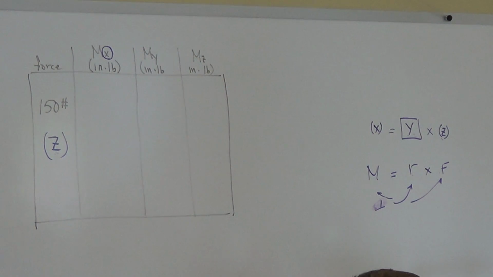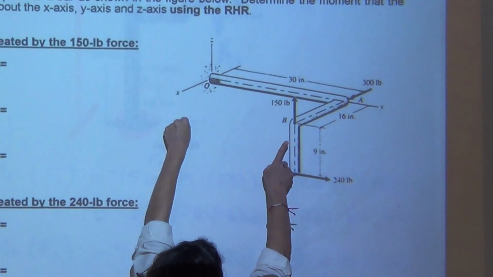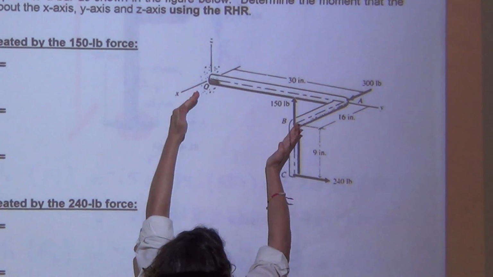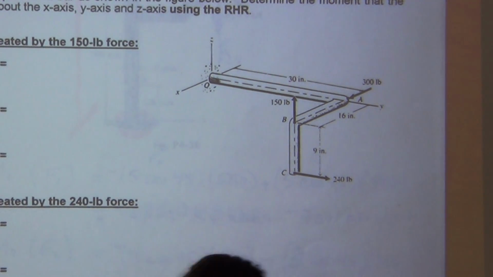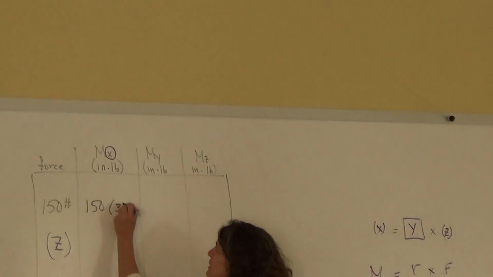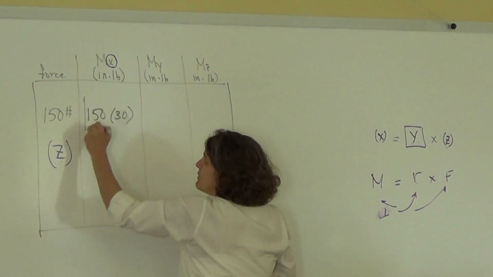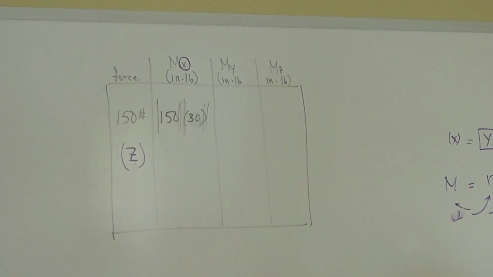So think about it, if I held this axis in place and I applied this force, think about it as a pinwheel again. In order for it to spin about the x-axis, I have to use this distance. It would be 150 times 30 that would create a spin about the x-axis. Okay, so for the x-axis, we said it's 150 times 30 inches, and we're doing a right-hand rule. So it's the absolute value of the force times the absolute value of the distance, and then how do we get the positive or negative? What do I need to do?